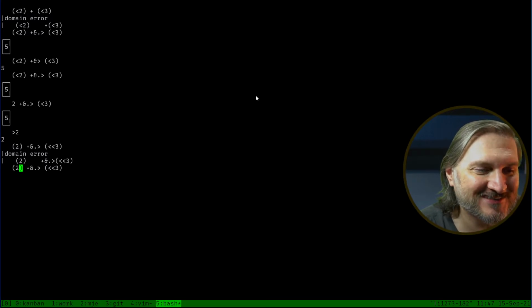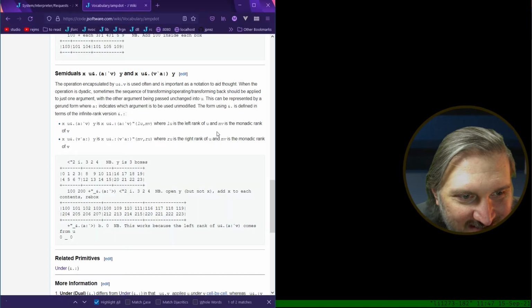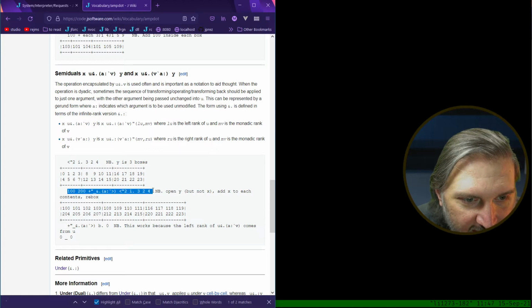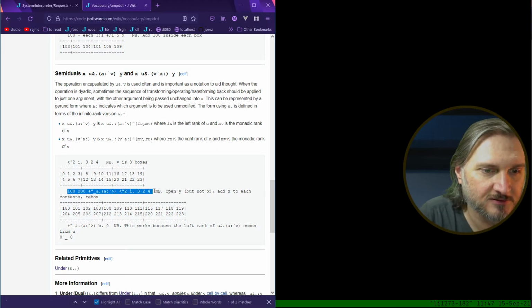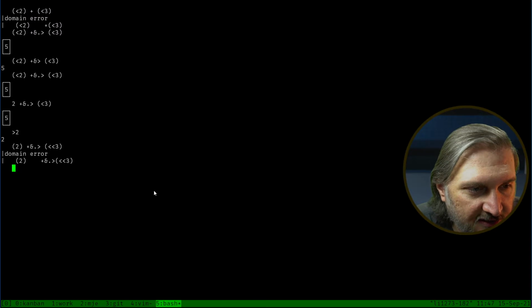That's annoying. I know exactly what this is doing. I just don't have a good example for it. So what's an example they used in the thing? My example is going to be unboxing, but unboxing already kind of has this behavior. So, open Y but not X. All right, so okay, let's look at their example: open Y but not X and add X to each contents.